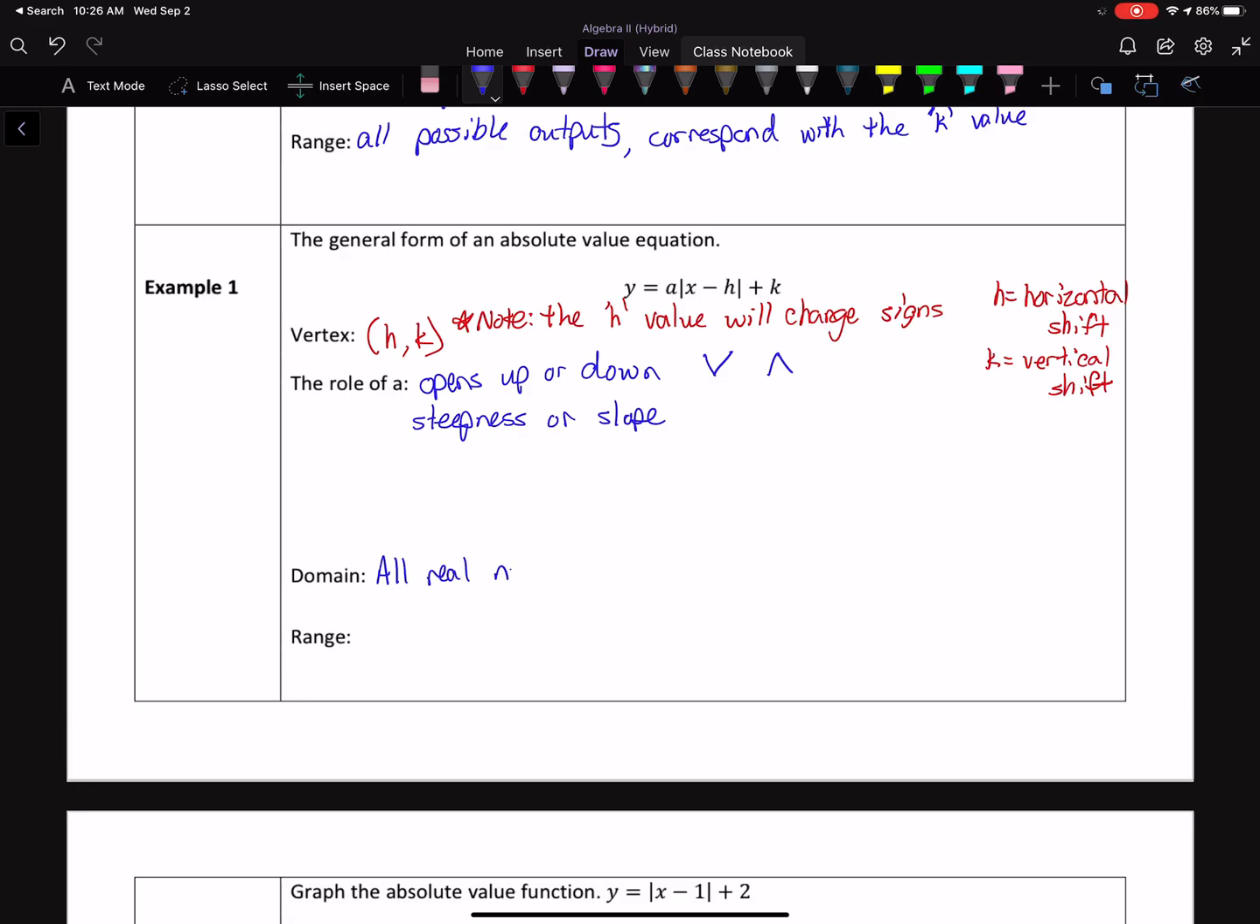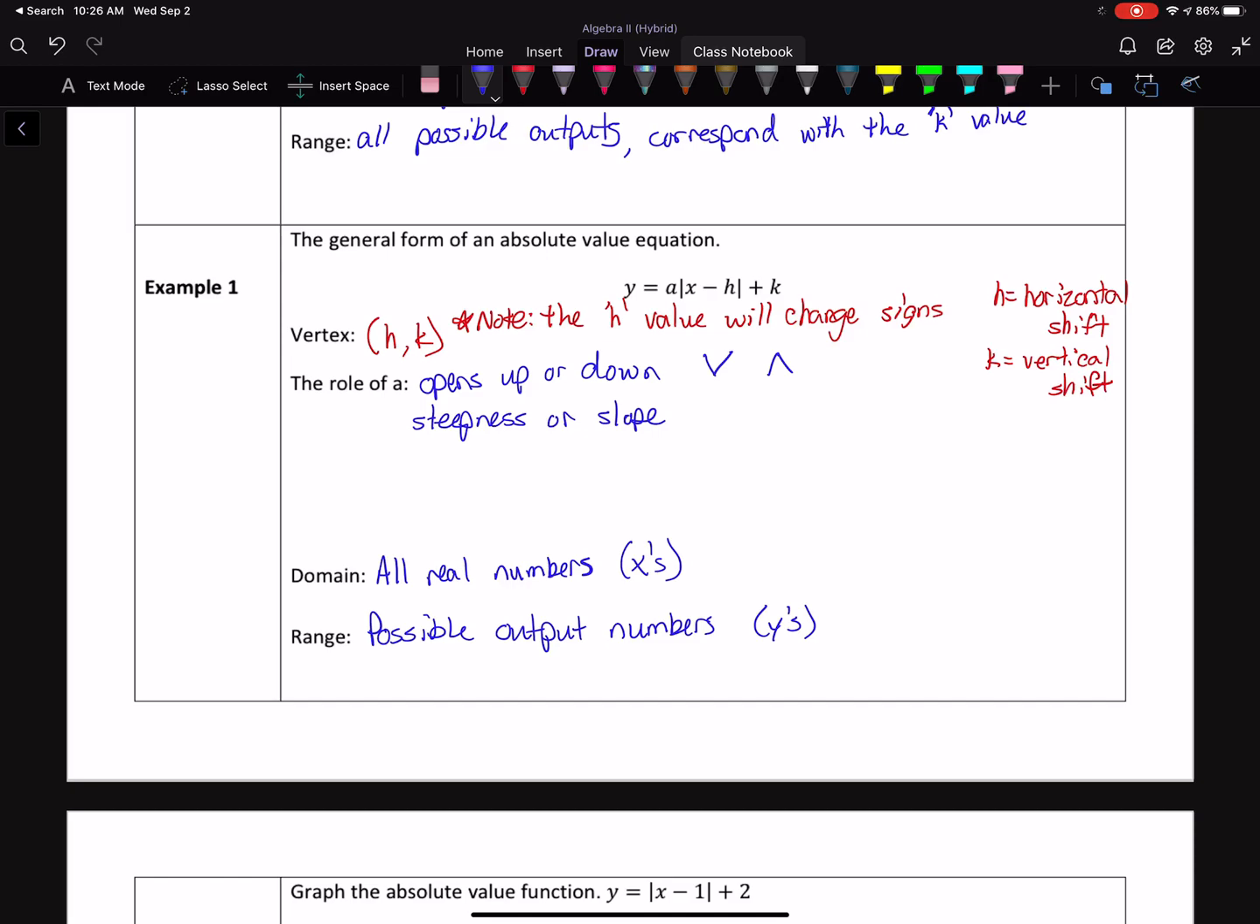The domain, like I said, is going to be all real numbers. For absolute value functions, you can place any real number that you can think of into the absolute value function. That is going to be the x values. The range is going to be possible output numbers, aka the y values.